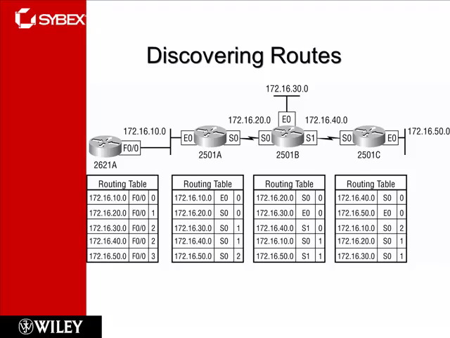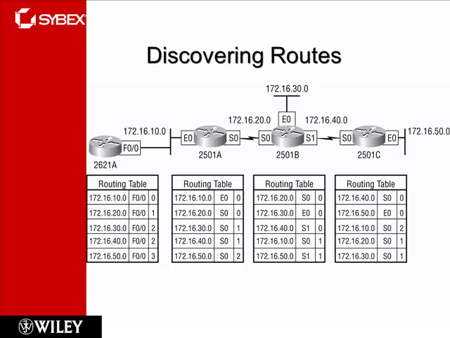RIP advertises this information every 30 seconds, so it can take a while before a route gets downstream. If we were advertising the 50 network, which eventually gets to the 2621A, 30 seconds to get it to 2501B, 30 more seconds to get it to 2501A, and then 30 more seconds to get it to 2621. We're talking about a minute and a half before it finds out about that information.